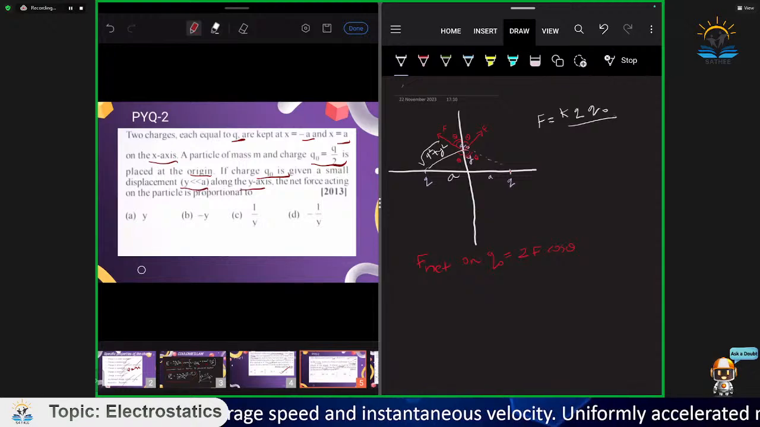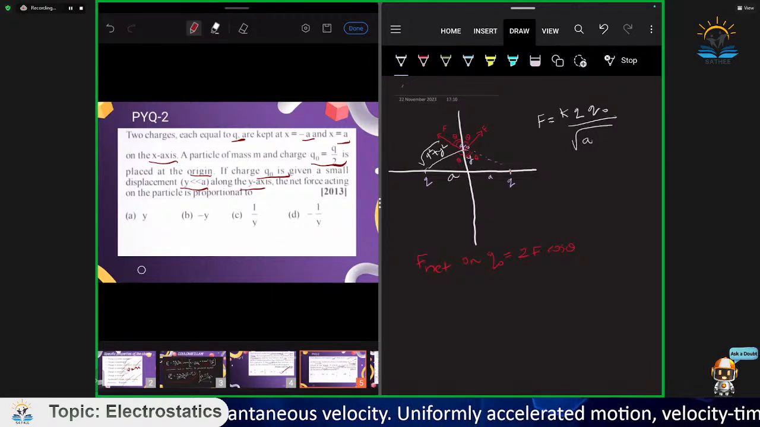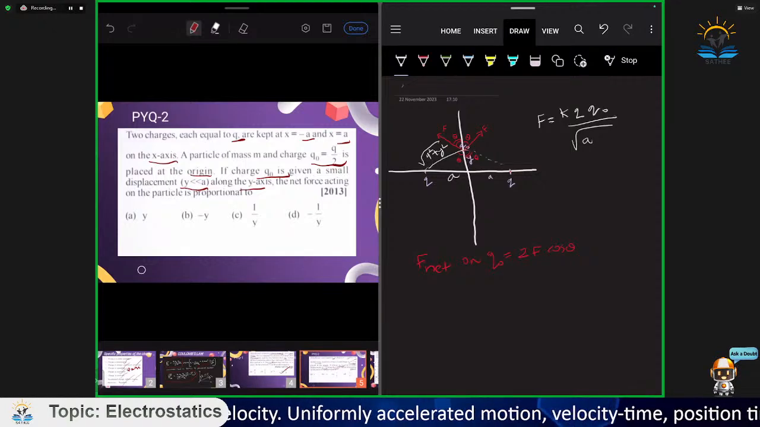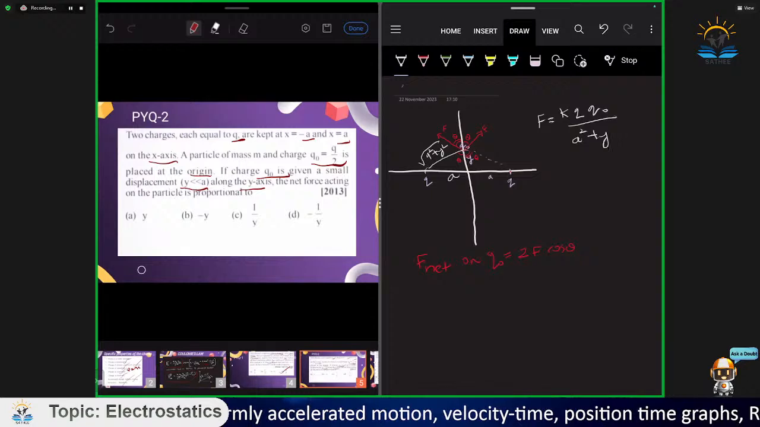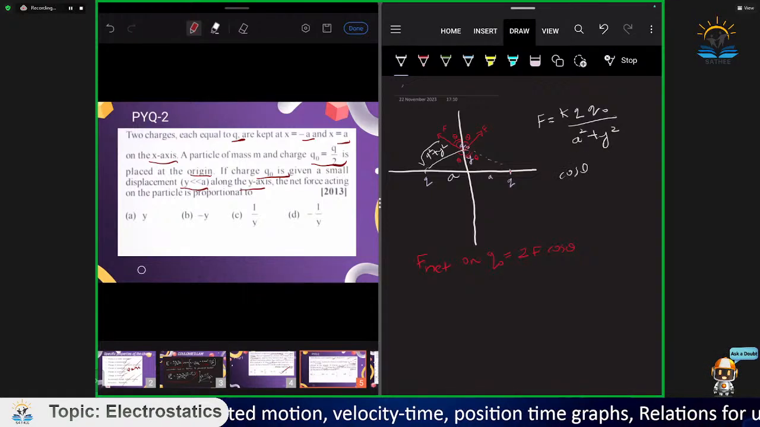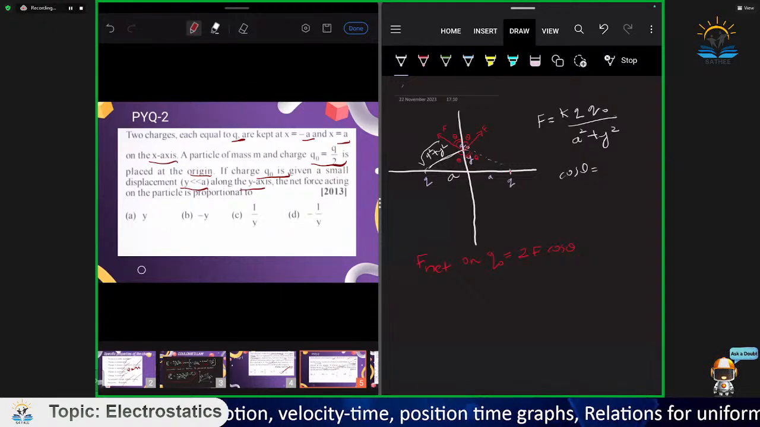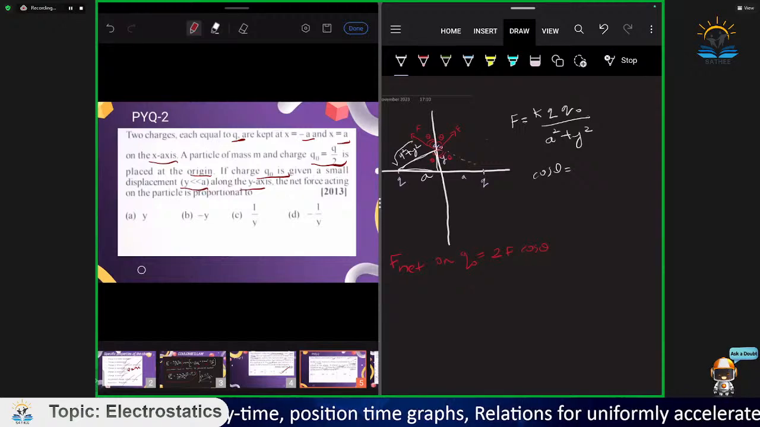Simple. Root of a square plus y square whole square, so that will be a square plus y square only. And cos theta, from this triangle, cos theta will be adjacent side by hypotenuse.